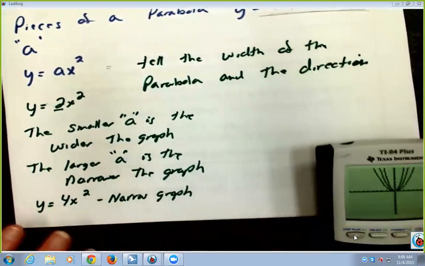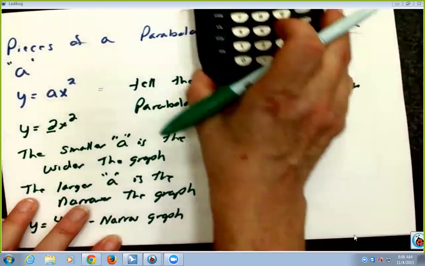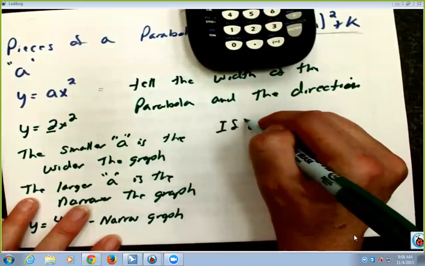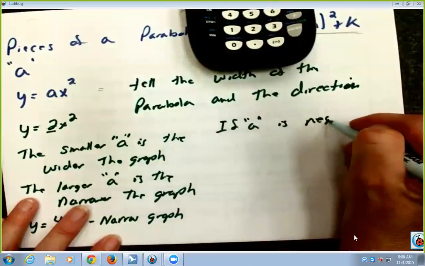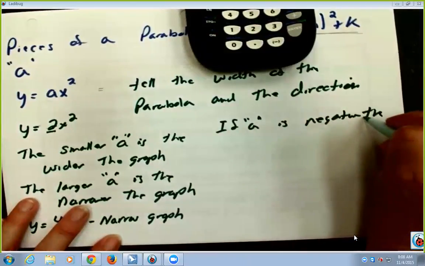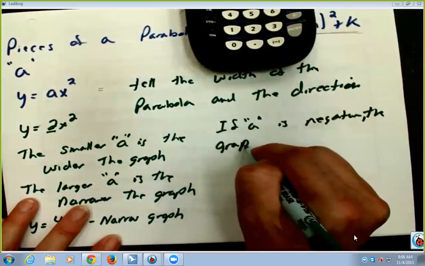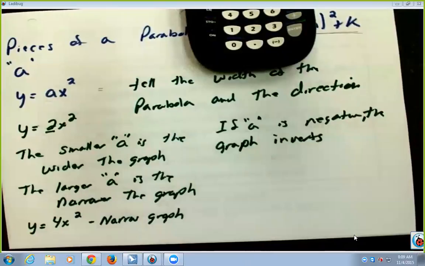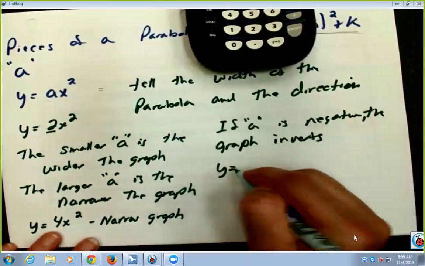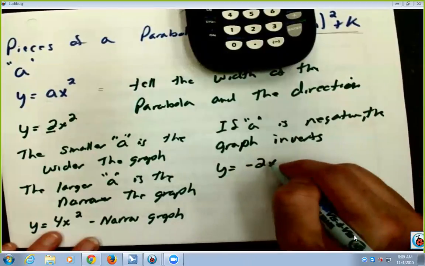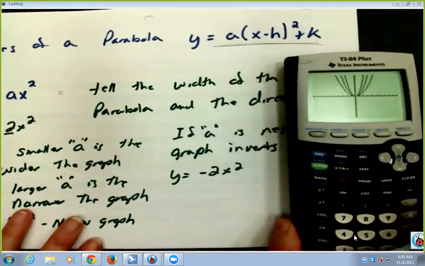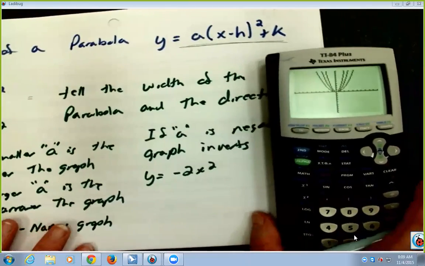Then A also, if A is negative, the graph inverts. So it's going to switch it. It's going to make it go upside down. So if I had y equals a negative 2x squared, what would end up happening to it if I put it on graph paper, or on my graph and my calculator?